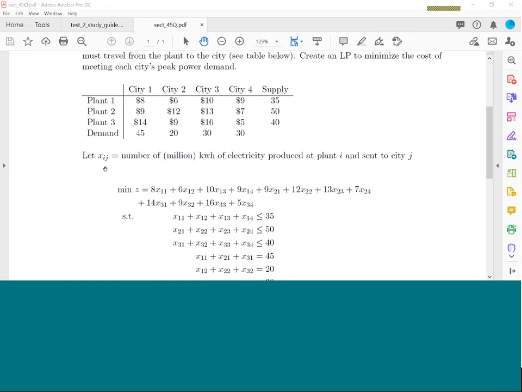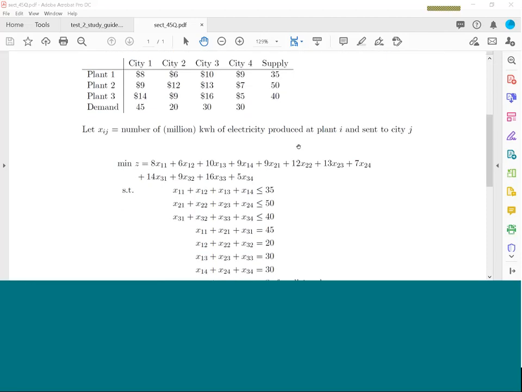So if we have x with a subscript ij, this would be the number in millions of kilowatt hours of electricity that's actually shipped from plant i and sent to city j. So in this case, the plants are actually producing or harnessing the electricity. Now, if we want to find the minimum cost to get all of the power from the plants to the cities, it turns out it's this function right here before the ST, representing "such that," okay?